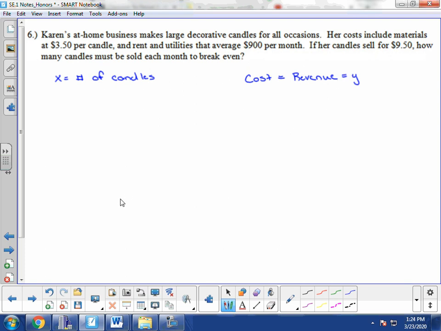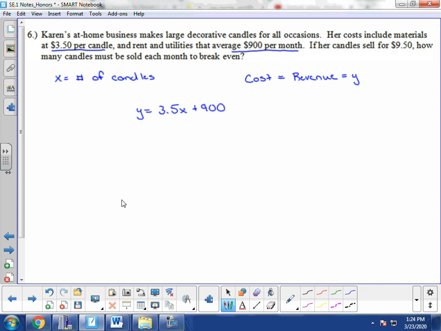Let's create an equation for cost. Well, her cost includes $3.50 per candle. So y equals 3.5x. So $3.50 for every candle, which is x. And we know that she's also going to have an additional $900 per month. So this is an equation to represent cost.